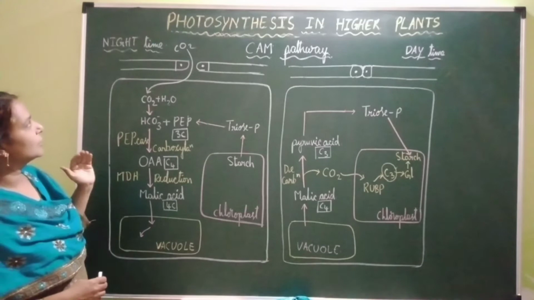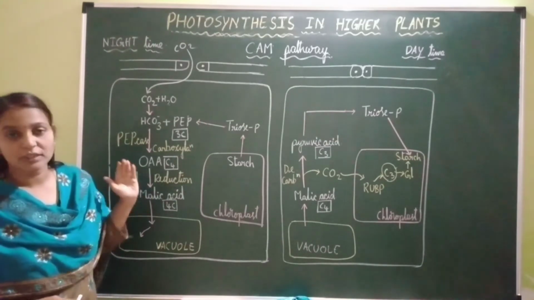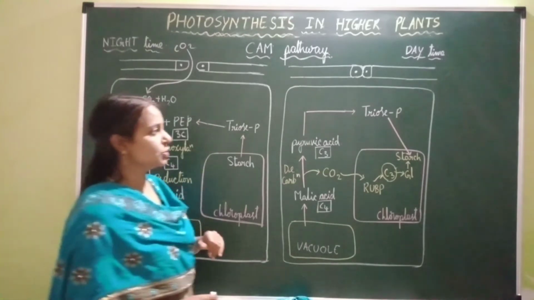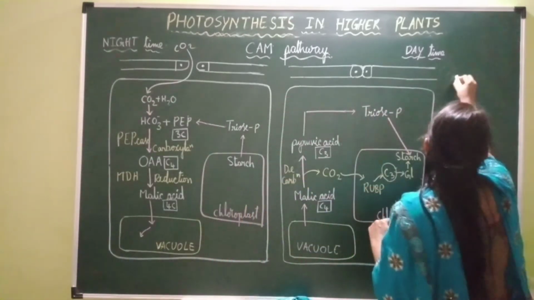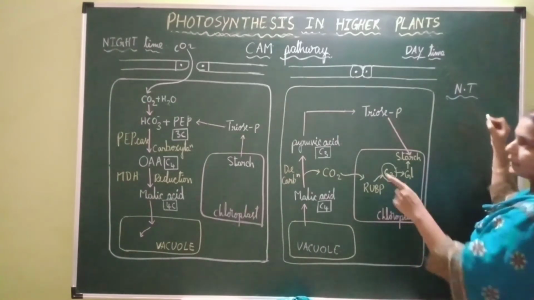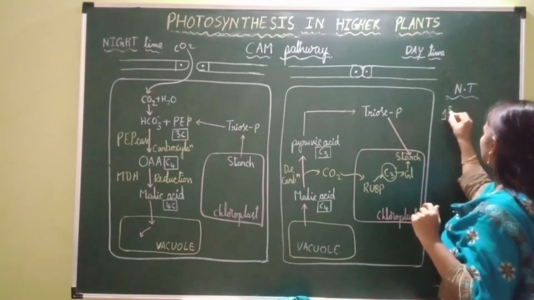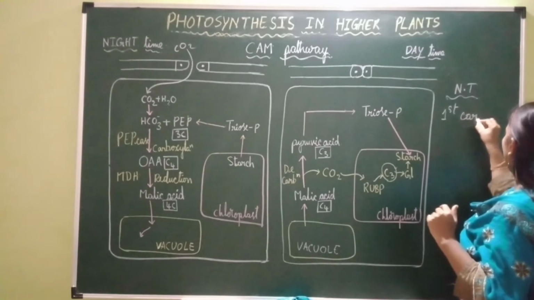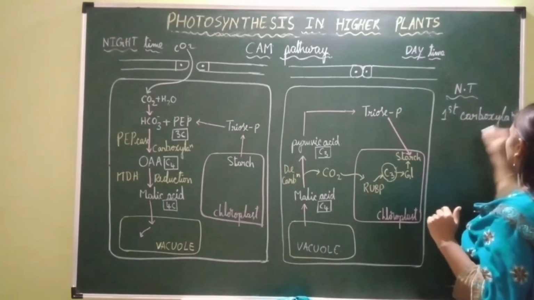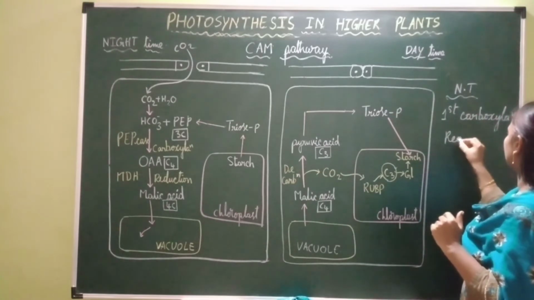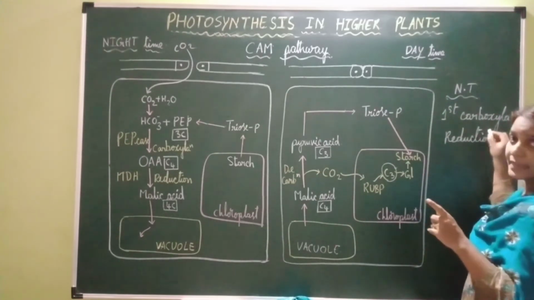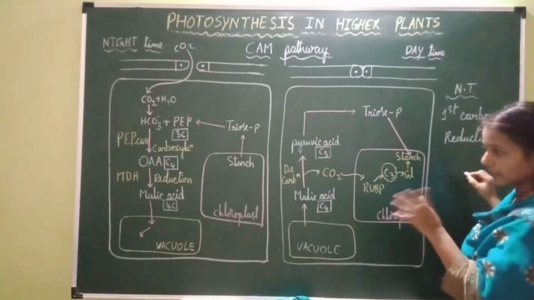So what reactions are taking place during night time, and what reactions are taking place during daytime? That's right. During night time, first carboxylation is taking place, and reduction is taking place. These are the two reactions which take place during night time, by the end of which malic acid is formed. That malic acid is stored inside the vacuole.